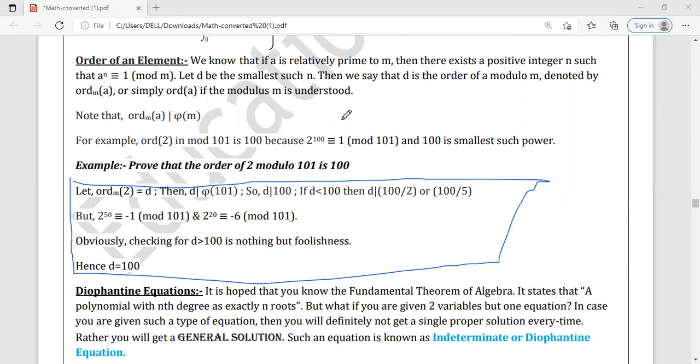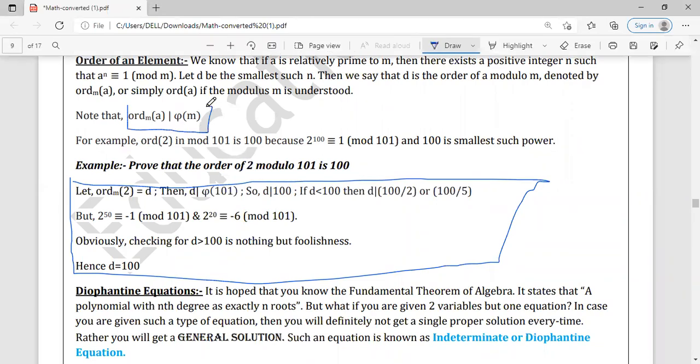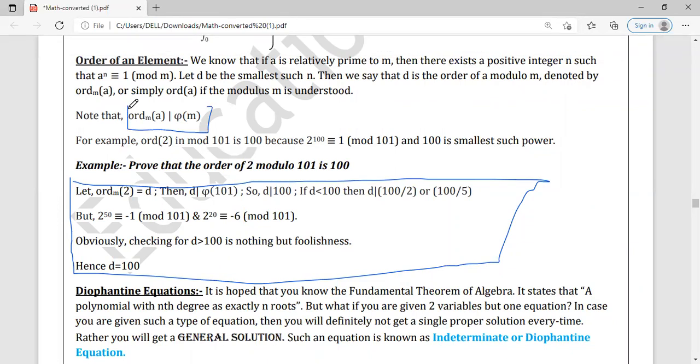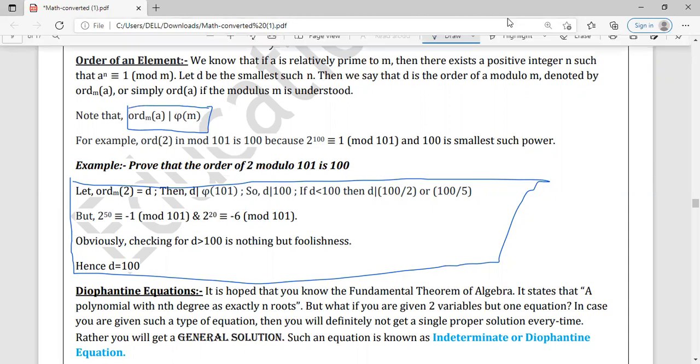Now in the meanwhile, when he is noting, let me introduce a property. See, the order of any number a modulo m always divides, that means is a factor of, phi of m. Note this property also. This is very important.